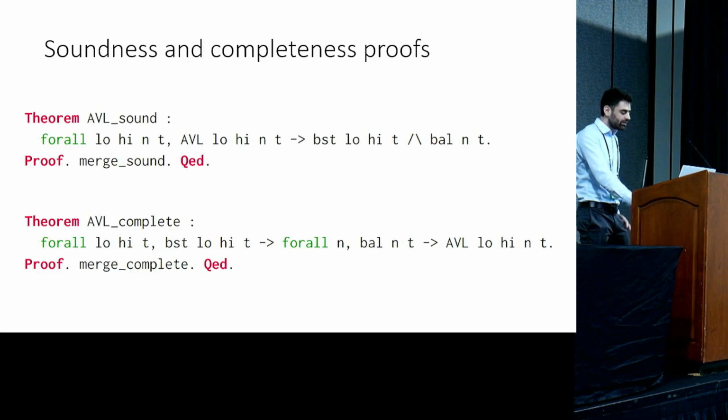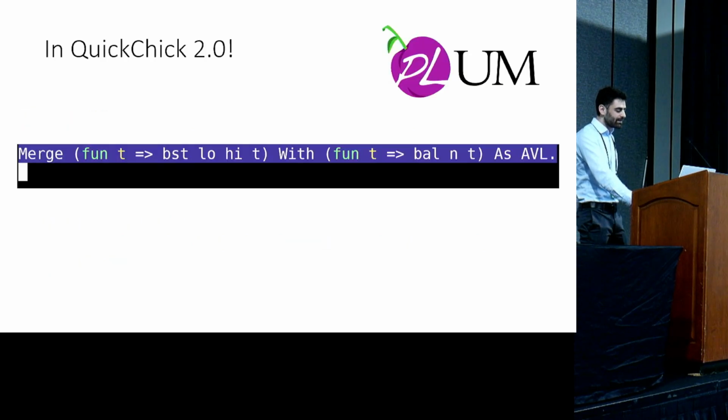So also in our implementation, we automatically generate soundness and completeness proofs, which basically just mean that the merged relation is in fact equivalent to the relations that you started with. And the tactics that let you automatically generate these proofs, as well as the merging algorithm itself, are available in QuickChick 2.0. So you can run this command and try it out for yourself.